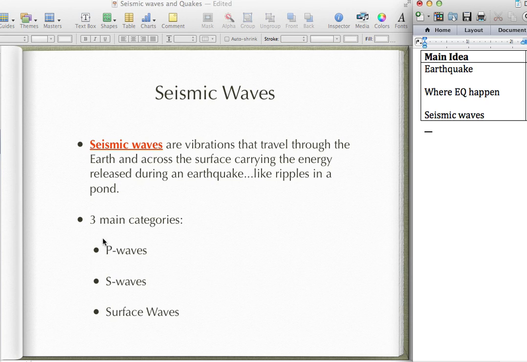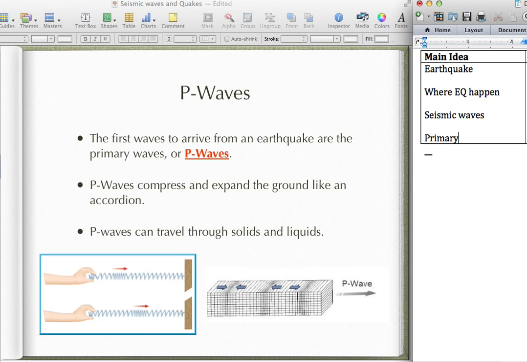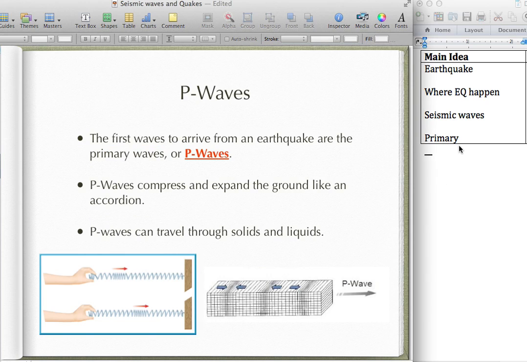And there are three types. We've got what are called P waves, S waves, and surface waves. And we're going to look at each one individually. So our first type are called P waves or primary waves.